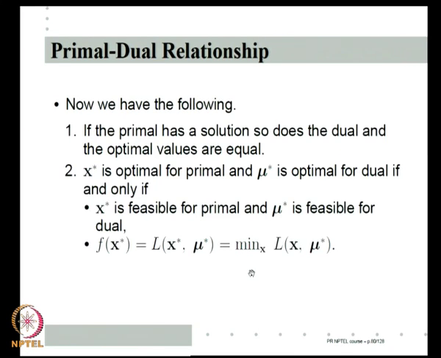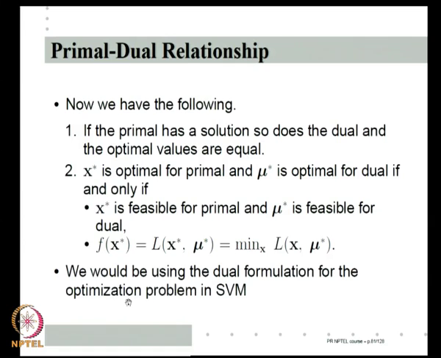So, at least we can see why these conditions are interesting. This is the primal-dual relationship. The primal has a solution, so does the dual, and the optimal values are equal. For x star to be optimal for the primal and mu star to be optimal for the dual, x star should be feasible for the primal, mu star should be feasible for the dual, and f of x star should be equal to L of x star, mu star, which should be equal to the minimum over x of L of x, mu star. We will be using the dual formulation for the SVM.